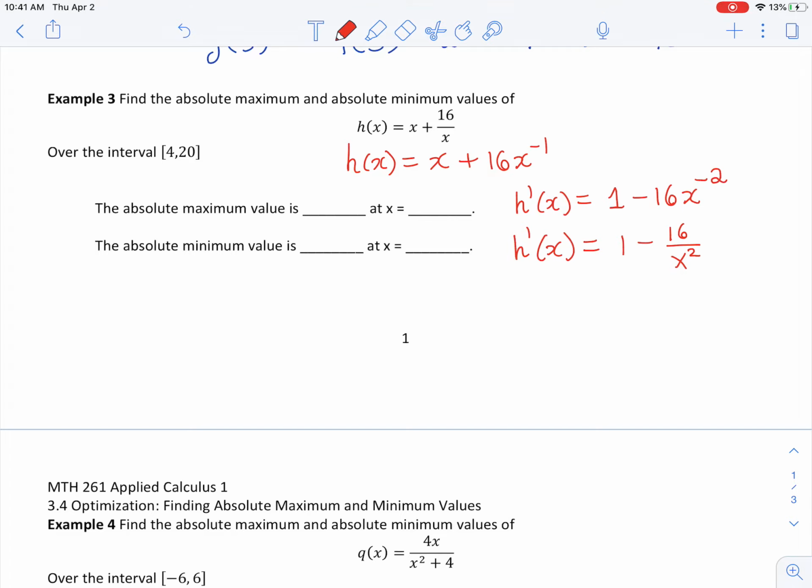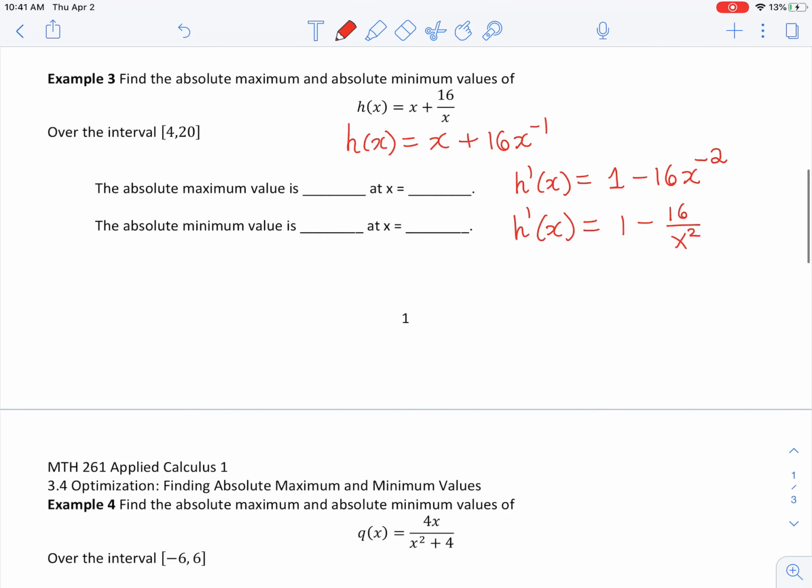Now, this is undefined at x equals 0, right? Well, I think I should talk about that too. Anyways, we've got to check the critical values. Let's find some critical values.